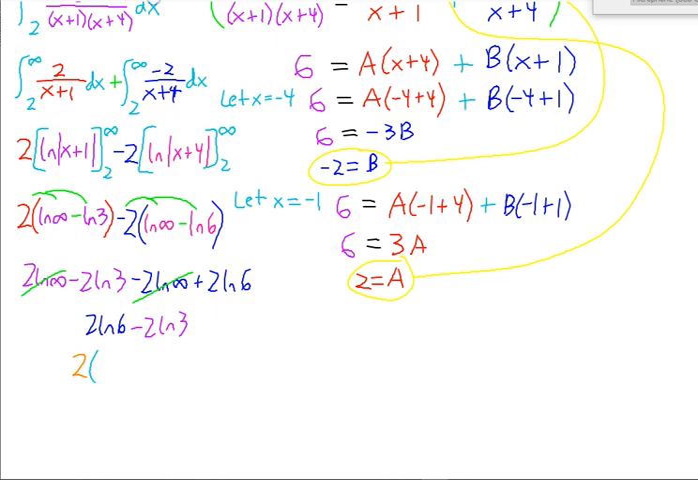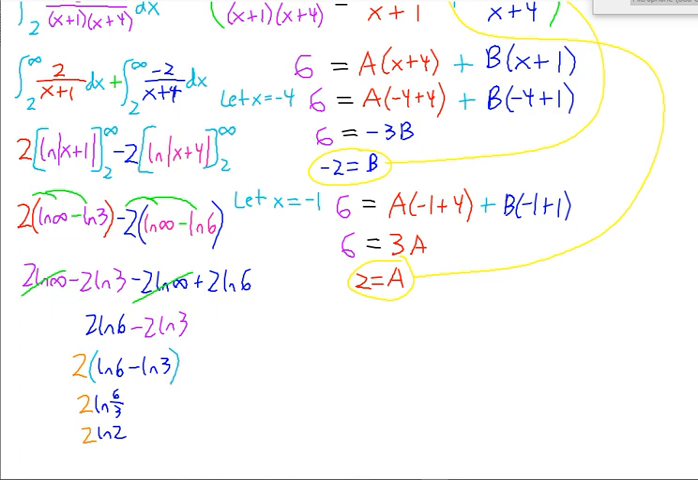And then you'd be left with natural log of 6 minus natural log of 3, which when you subtract 2 logs with the same base, we can condense them by dividing. So it'd be 2 natural log of 6 divided by 3. The one that's positive goes on the numerator, the one that's negative goes on the denominator, and that's natural log of 2. So it could be written as 2 natural log of 2.